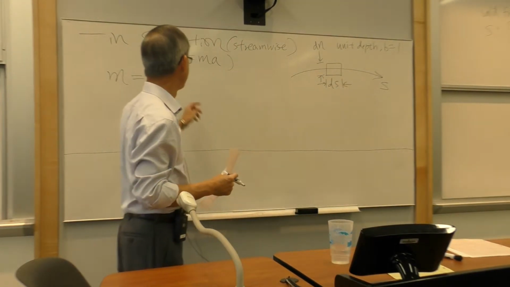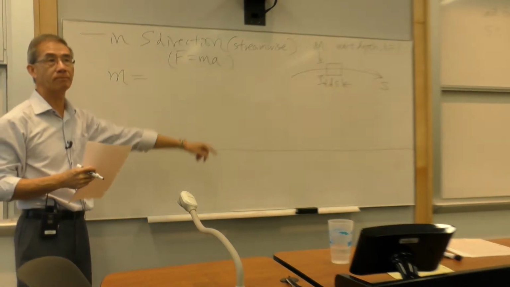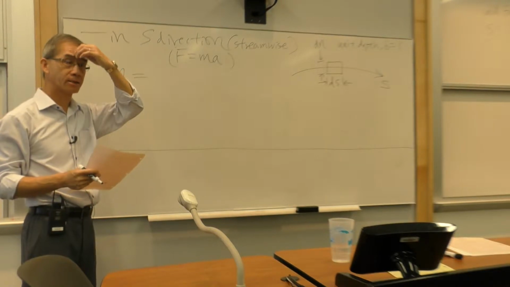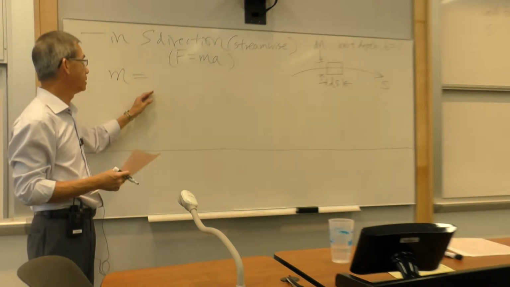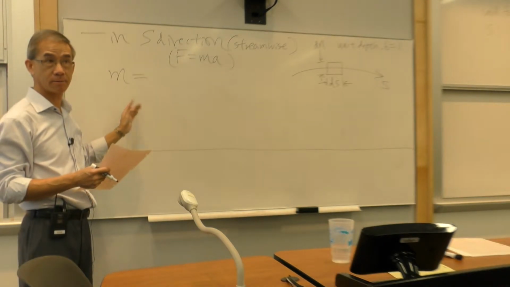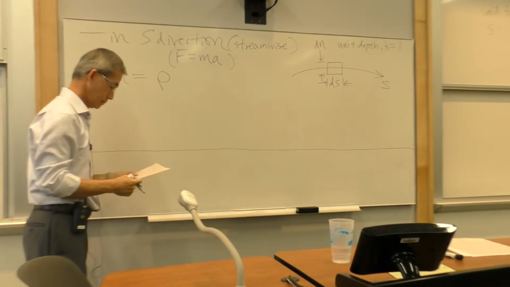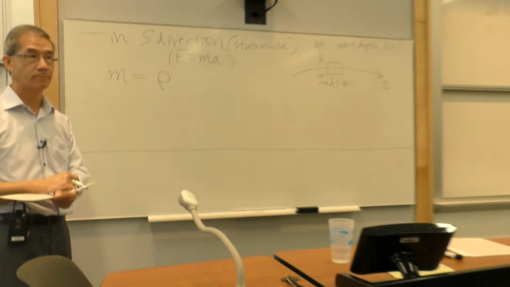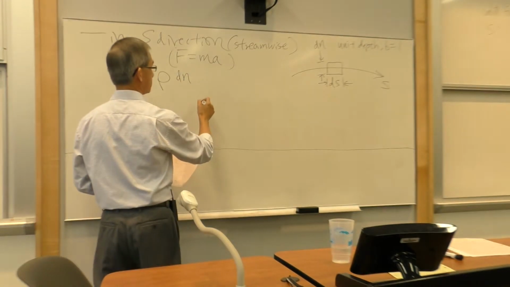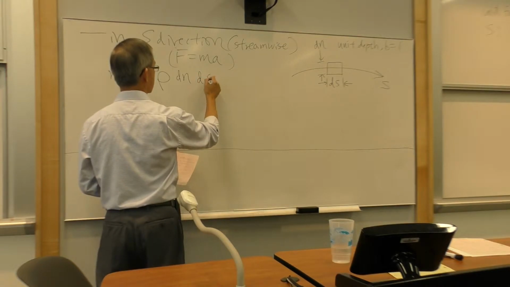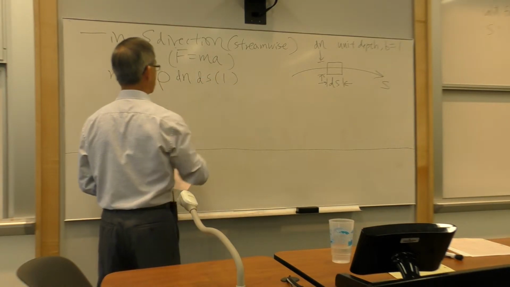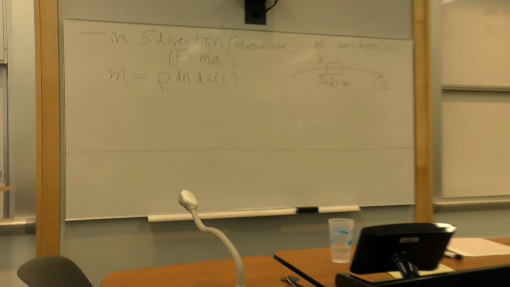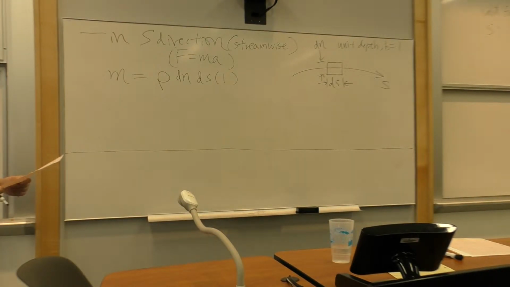So how do you calculate the mass for this tiny differential element? What's the volume of this mass? Density times volume gives me mass, right? So I have density, and the volume of this differential element will be dn, ds, and 1, very good. So that's how I evaluate the mass of this differential element: a volume, which is 3 sides, dn, ds, and 1, times the density.